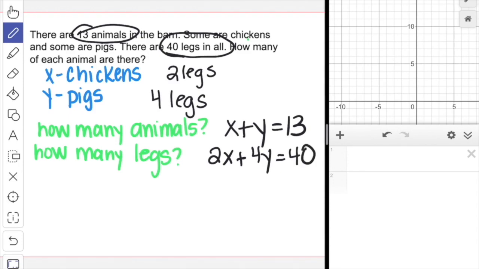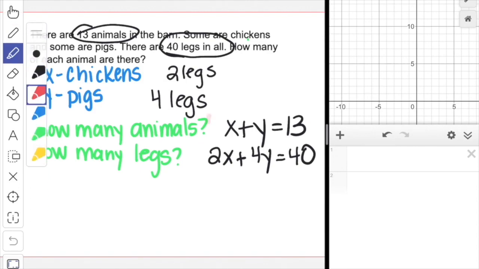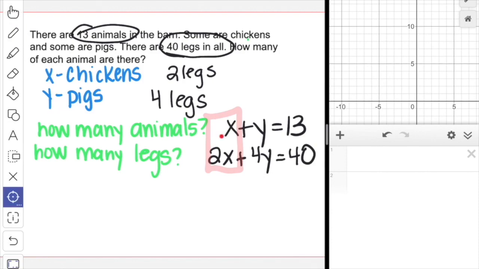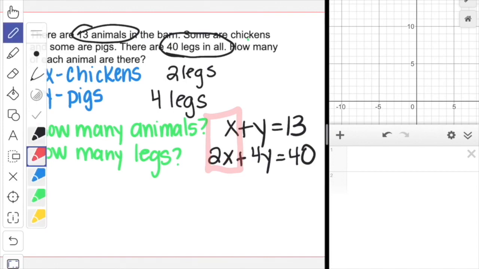Now, when I look at this problem, because we're solving for both, it really doesn't matter which one we decide to solve for. They're both in standard form. So I'm going to eliminate the x's just because that's the first one I came to. Now, I have a 1 and a 2. In order to turn this 1x into a 2x, we're going to multiply the whole equation by 2.